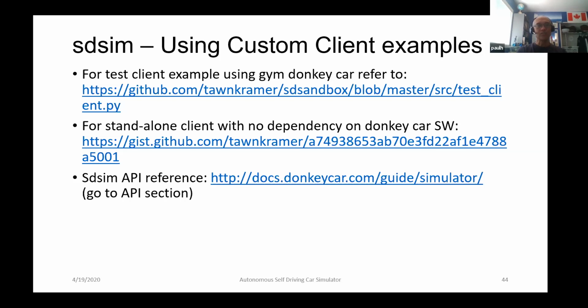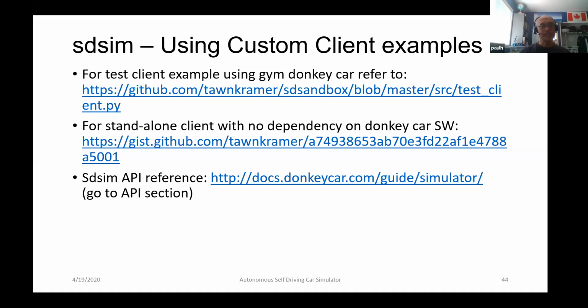If you want to do standalone with no dependency on any Donkey Car software, Ton actually created a new gist here where he's pulled in the critical parts that were in the Gym Donkey Car environment, and pulled it standalone. So now you can run this Python script independent of any Donkey software. And if you want to look at the API reference, I have a link to it here. So Ton's added that as well to the simulator code.